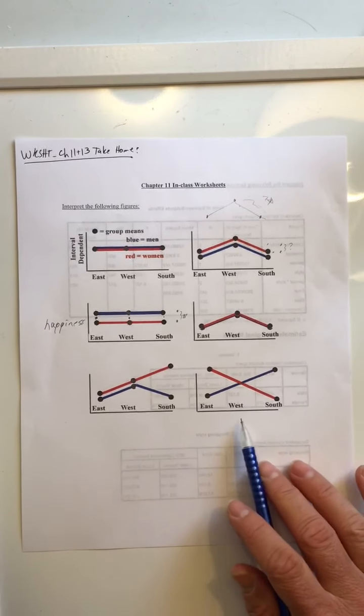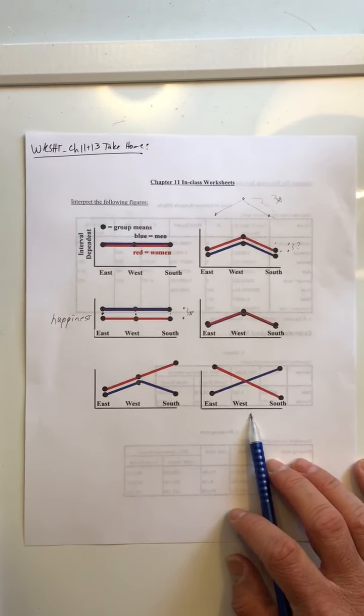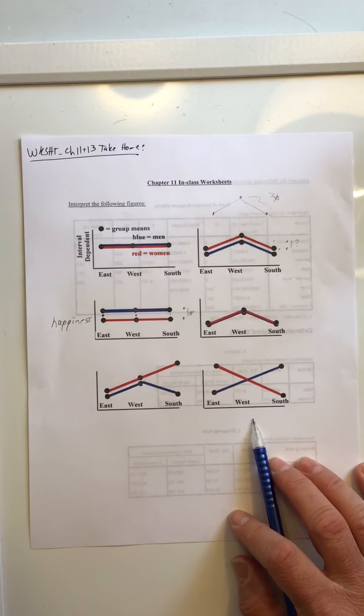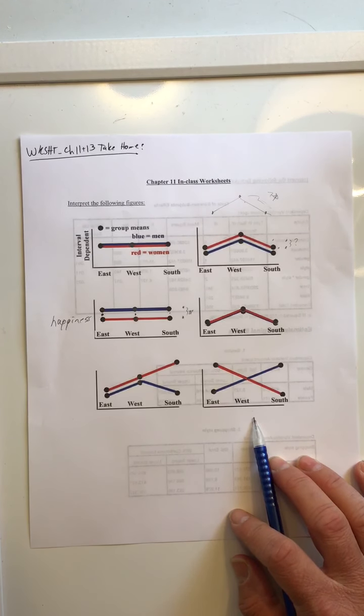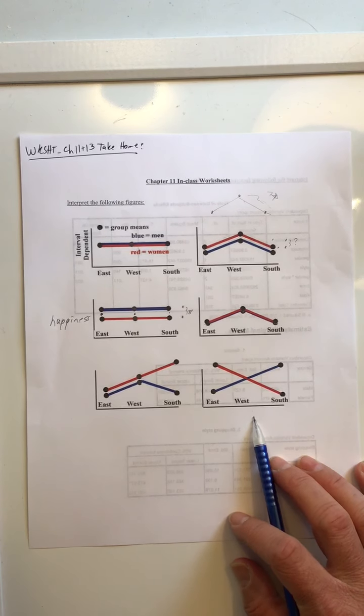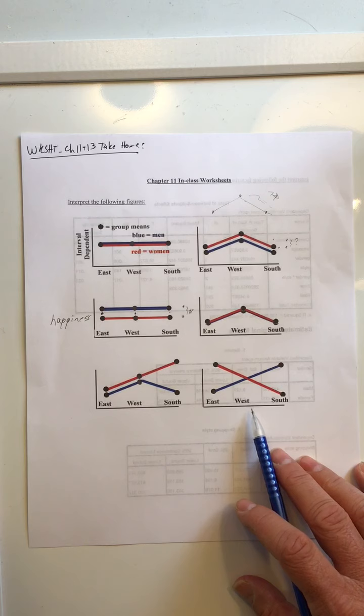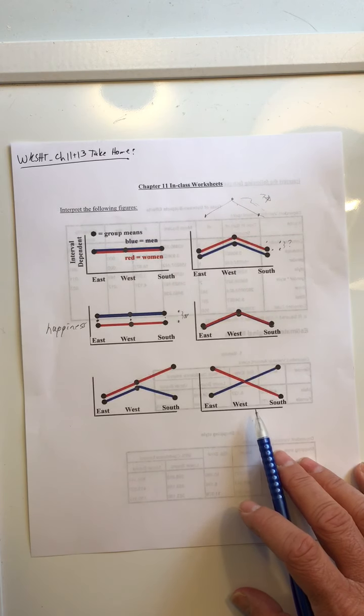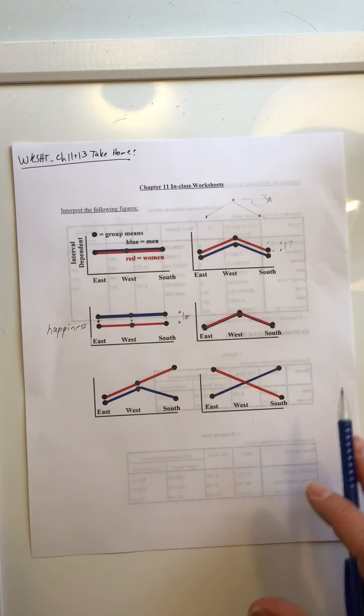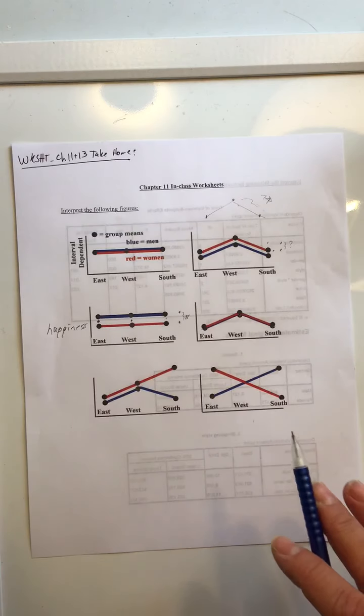All right, let's look at this one right here. This very last one here. This is huge. I mean, this is a classic interaction. I think we talked about this in your textbook. So we've got crossing. So if they cross, interaction. Like I said before, if you find a significant interaction, stop, just interpret the interaction, don't worry about main effects.